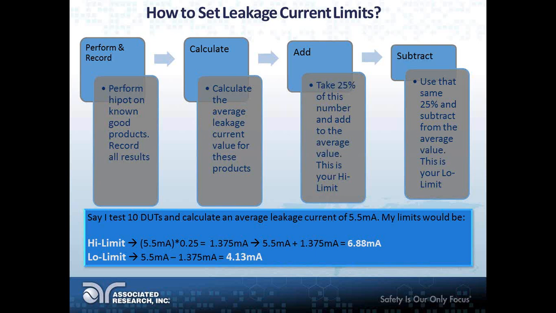But anyways, after you take all those samples, you calculate the average leakage current from all the samples that you just did. So you've performed those tests, you've recorded the values, now you've calculated an average. Now it's just a simple matter of addition and subtraction. So then take 25% of this average and add it to the average value. That's your high limit. Do the same thing on the other end. Take 25% and subtract it from that value, and you get yourself a low limit. And that gives you pretty good head and a floor and a ceiling as far as setting your limits.